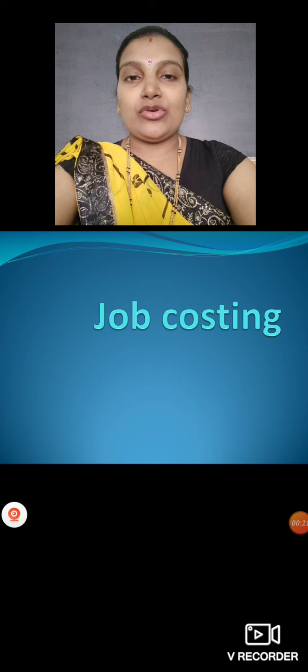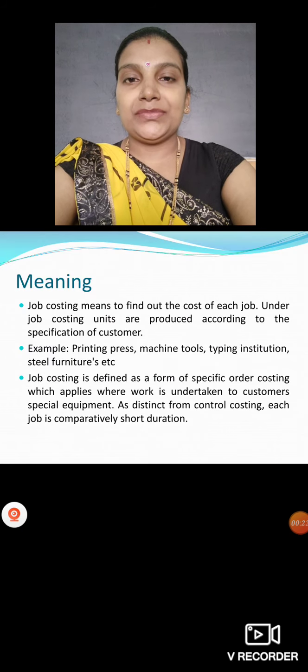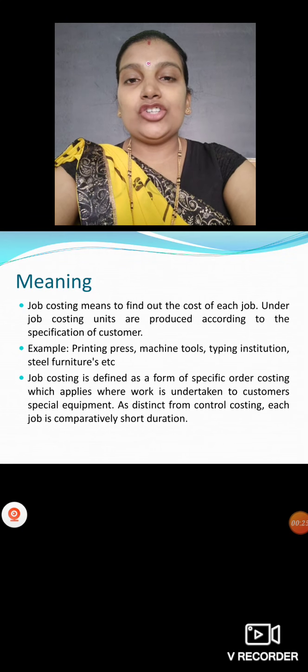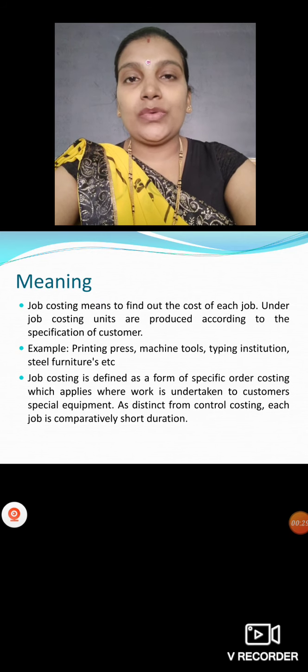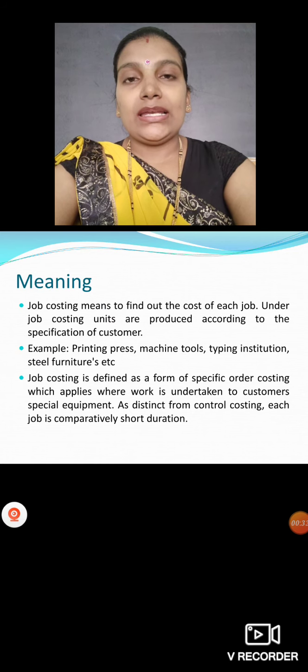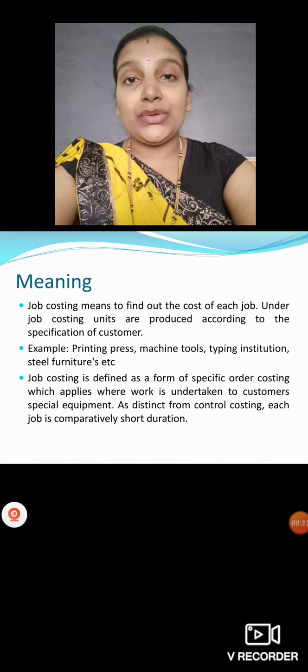Now we will study job costing here. Okay, so what is the meaning of it? Job costing means to find out the cost of each job. So what we are going to do here is find out the cost of each job, like how we calculate cost per unit. Like that, here we are going to calculate the cost per job, or each job.